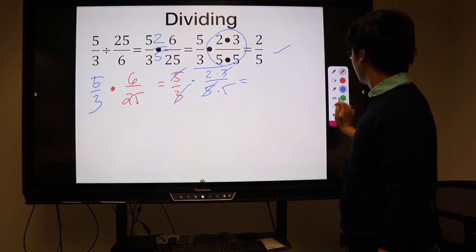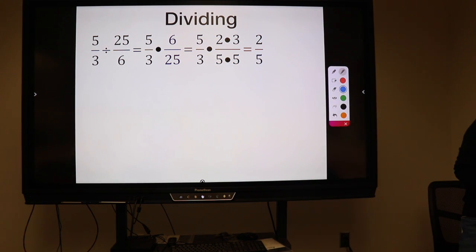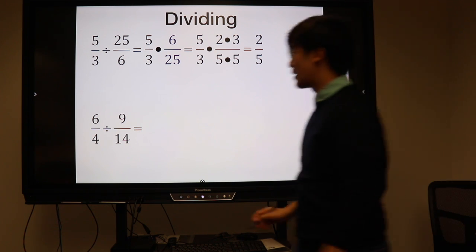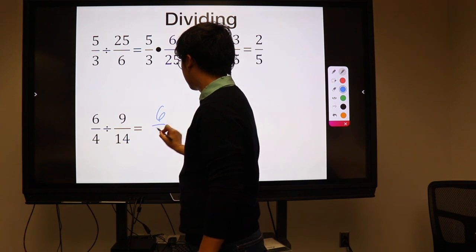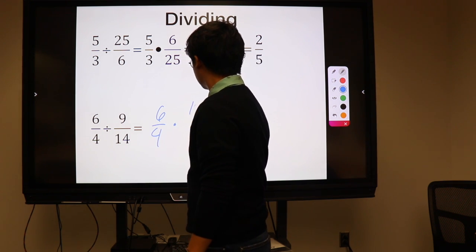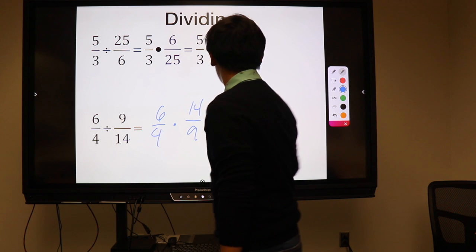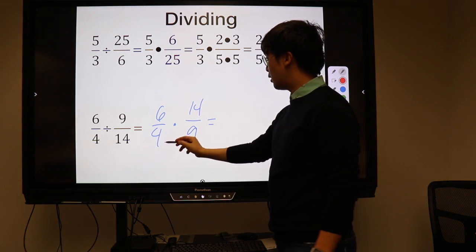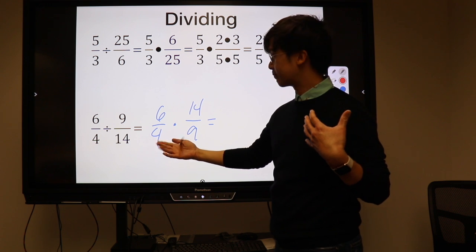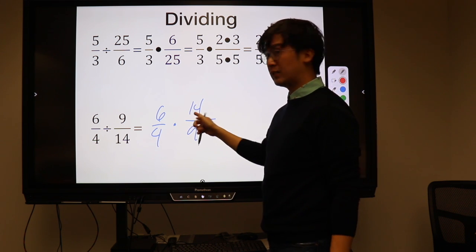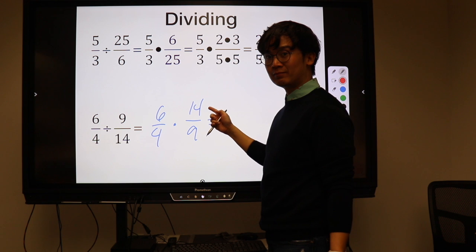Let me copy that now, please. Okay, let's do this. 6 over 4 divided by 9 over 14. So step 1 is to follow the formula: copy 6 over 4, and switch 9 over 14 to 14 over 9. And then break it apart. Factorable, factorable, factorable, factorable. So I can factor all of them, right? You can factor 14 and 9? Yeah. 3 and 3, 2 and 7.